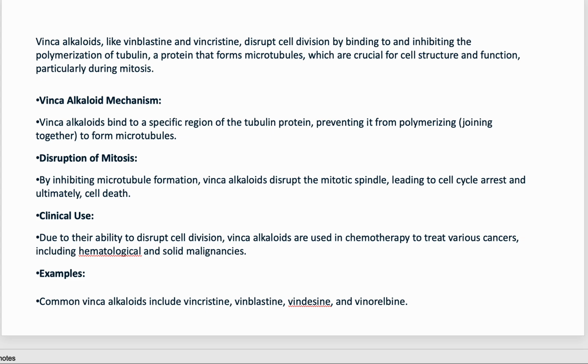Due to its ability to disrupt cell division, these alkaloids are used in chemotherapy, so that they arrest the cancerous and tumorous cells in their cell cycle and kill them, including hematological and solid malignancies. The common examples are vincristine and vinblastine. The other two are not very common. The two most common are vincristine and vinblastine.